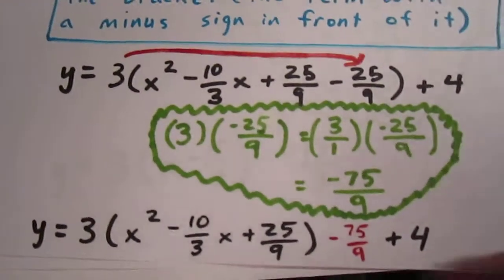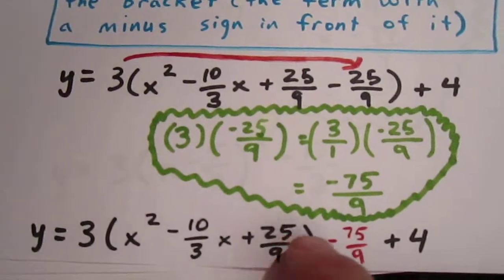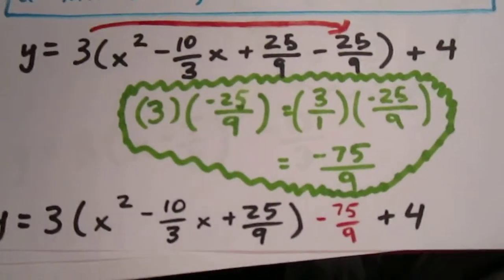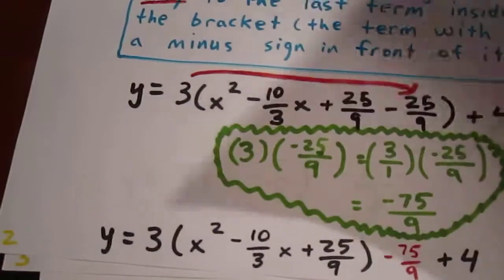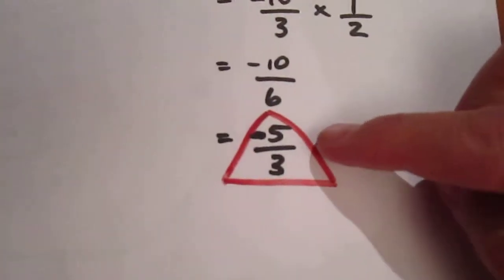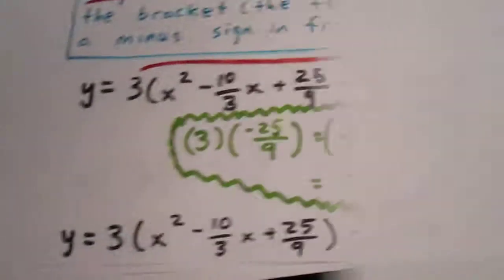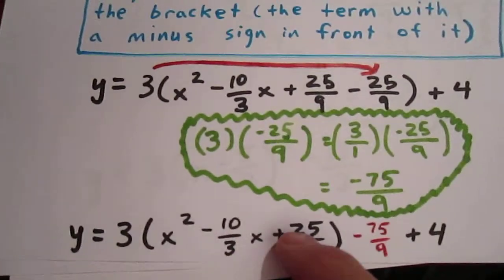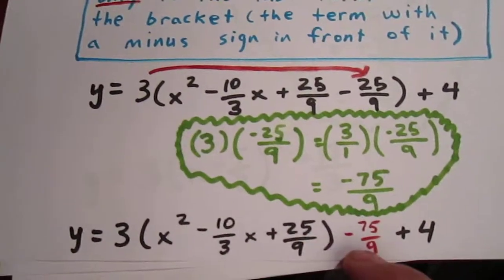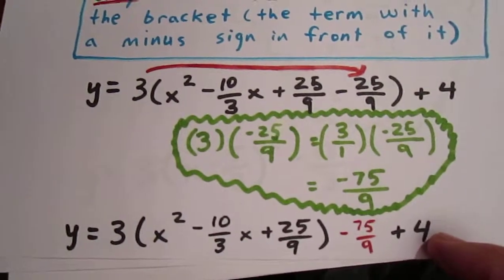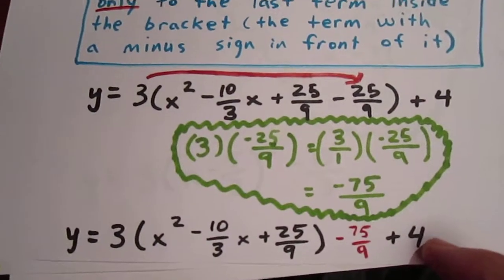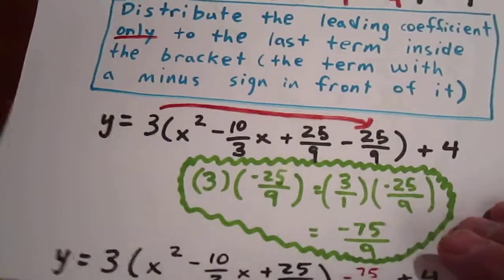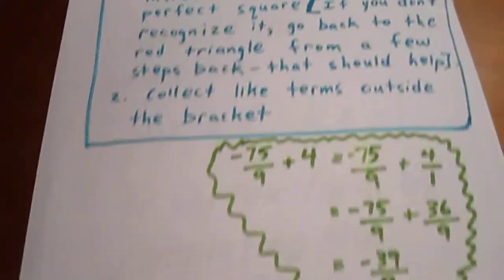Now, you might say to yourself, how do we recognize this as a perfect square? Remember the red triangle from a few steps back. The value in there was negative 5 over 3. What this really is, is x minus 5 over 3 quantity squared. And so all we have to do now is collect like terms with the stuff outside the bracket, and we'll be gold. So we have to be able to add these fractions.